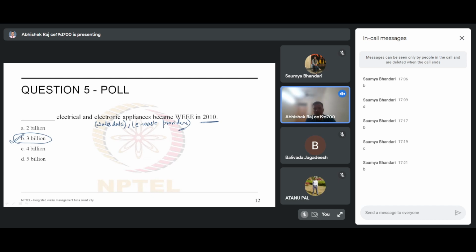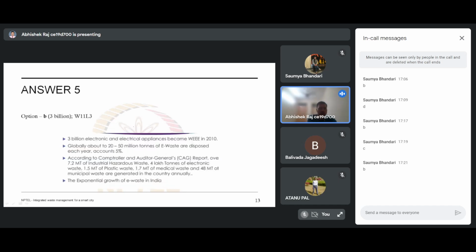It may be more, it may be less. The estimate was that around 3 billion appliances became waste in 2010. Depending upon how many devices are sold, we can estimate how much will go into the waste stream. That is why sales data is used, and e-waste service providers can also give us these insights. So option B, 3 billion, is the correct answer. You can refer to the third lecture of this week for this question.